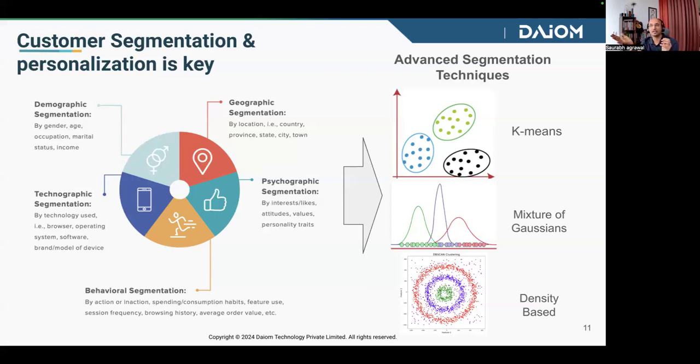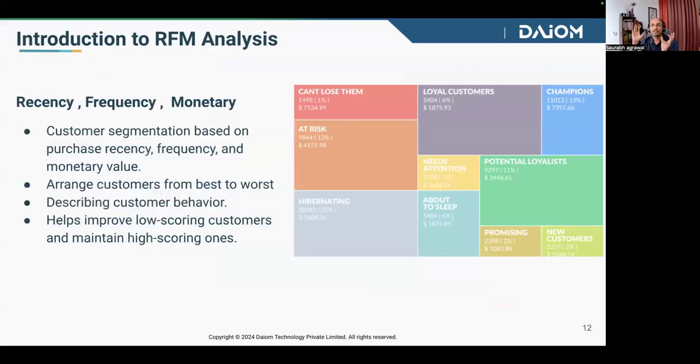And then there are advanced segmentations, which are mostly machine learning based, like k-means clustering, Gaussian algorithm, density based. This could be more overwhelming for you, but one of the most famous segmentation techniques is RFM. And RFM is such a popular segmentation technique that it is known to everybody.